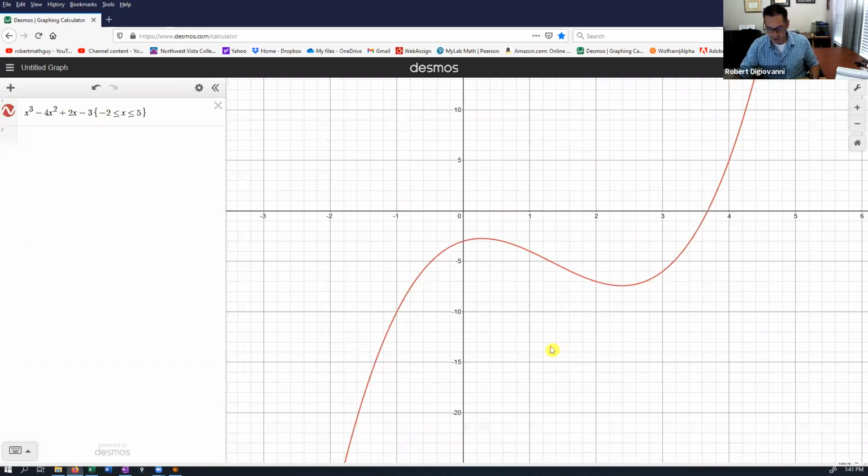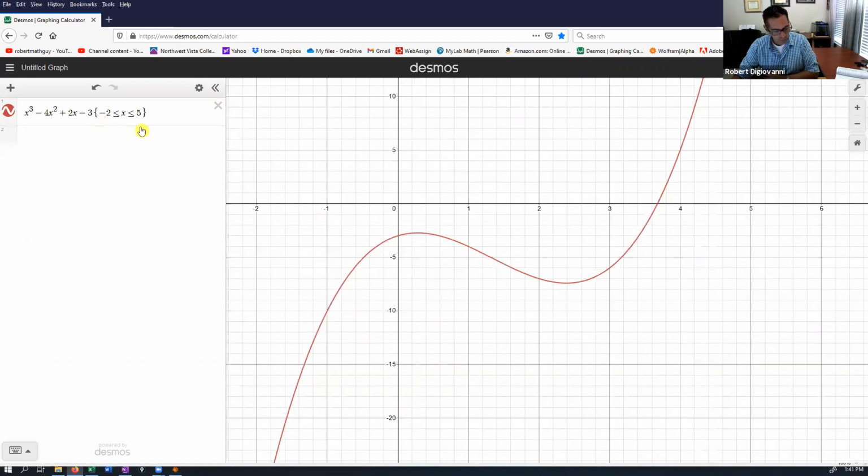I'm going to zoom in on this. Right there, see that? I'm going to hover over this point. Look, do you see where that local min is? Look at the value, 2.387, comma, negative 7.417. Isn't that what we got? Didn't we have that? That was one of our critical numbers.